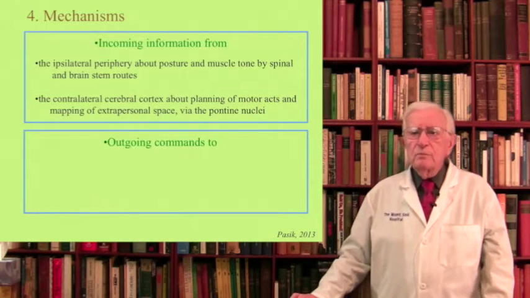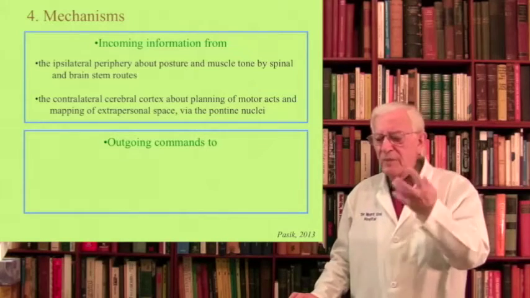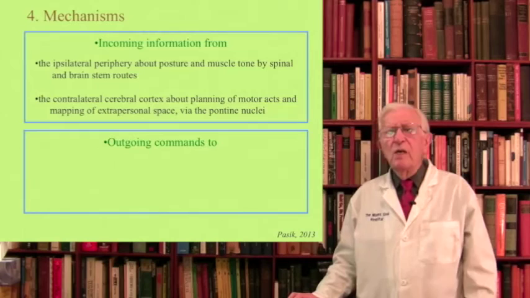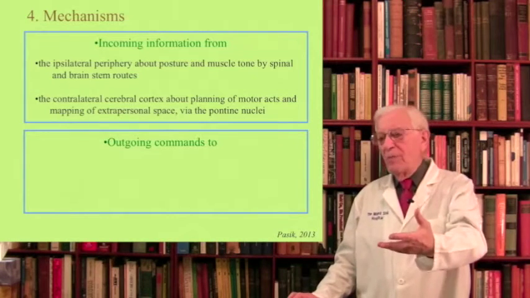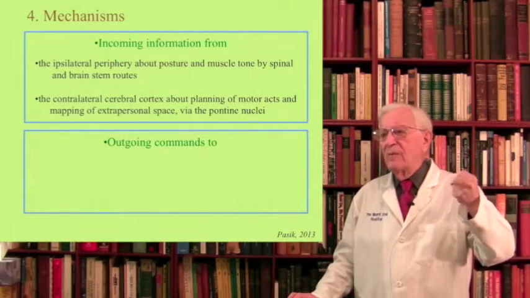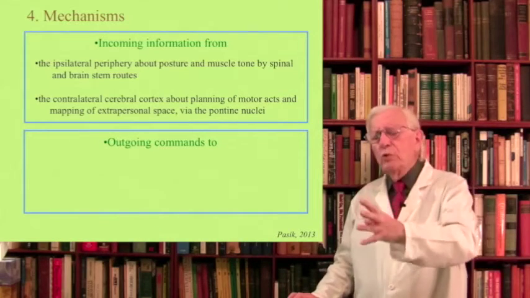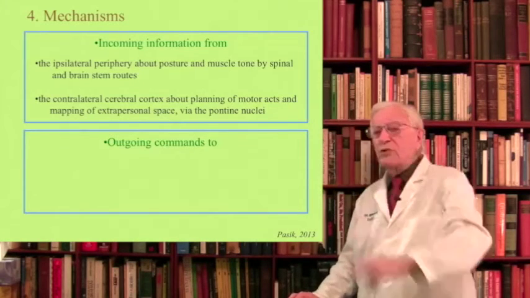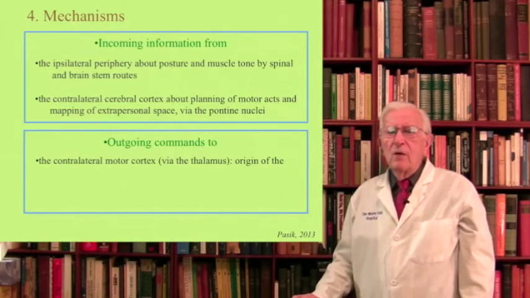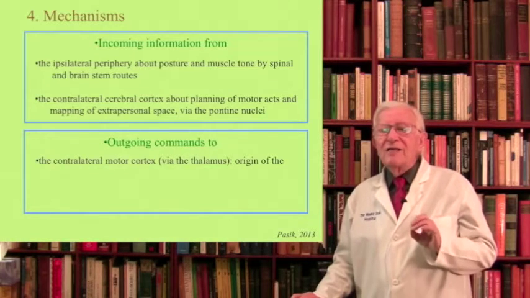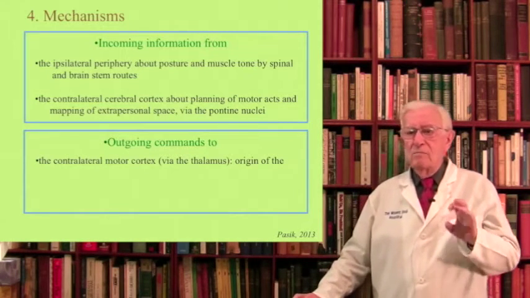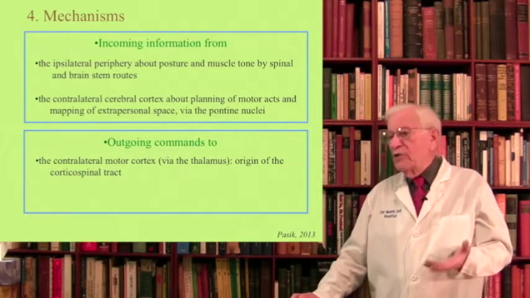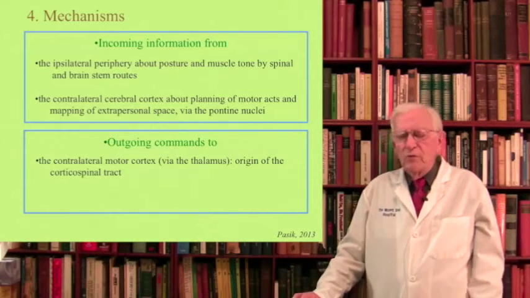Now, once the cerebellum gets that information and processes it, as we're going to see later on, all right, there are outgoing commands of the cerebellum. What the cerebellum with that information is going to do is to influence, as we saw before, through the thalamic network, the motor cortex of the opposite side. Right? The contralateral motor cortex is one of the targets through the thalamus, and that's the origin of the corticospinal tract that controls movement of the opposite side of the body.